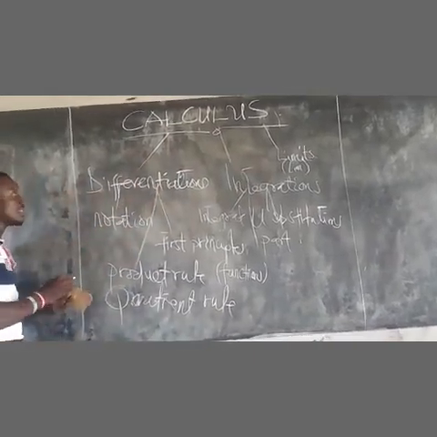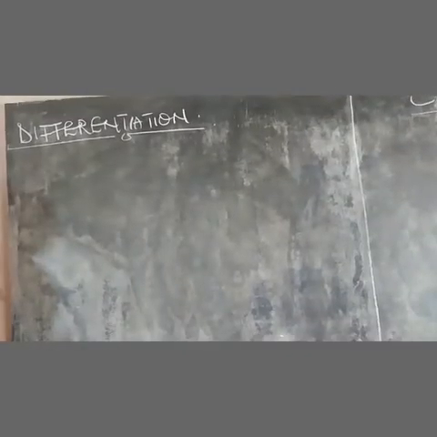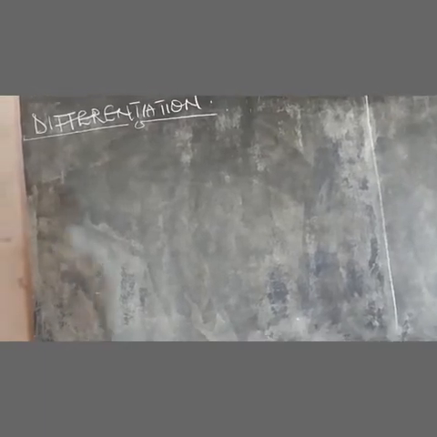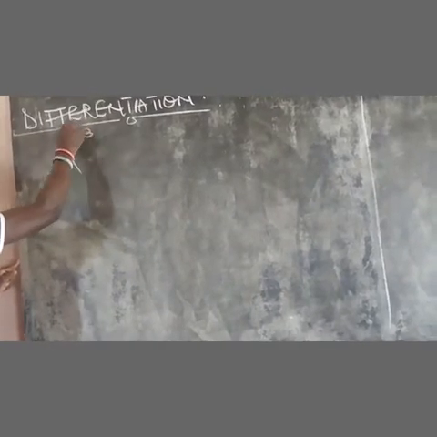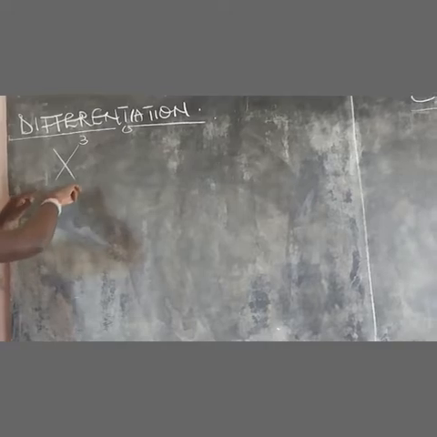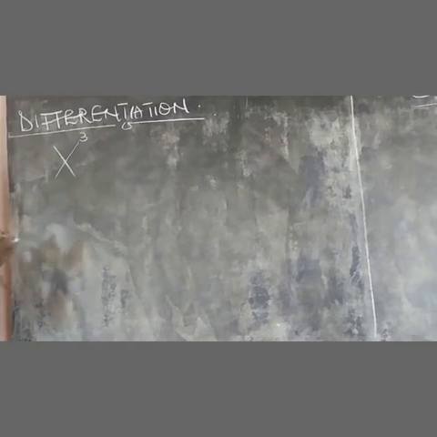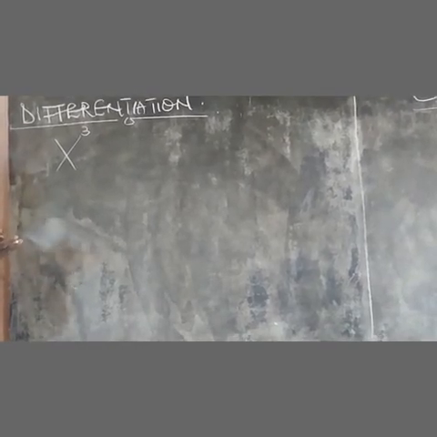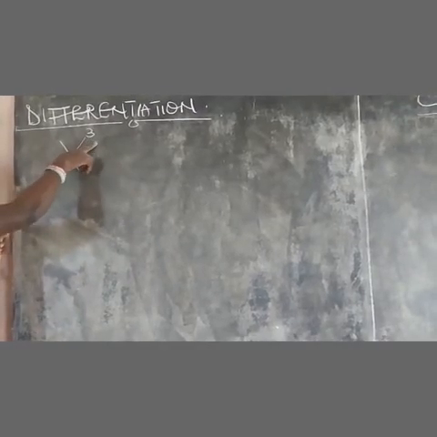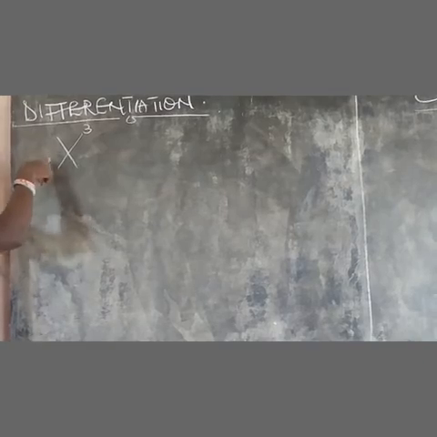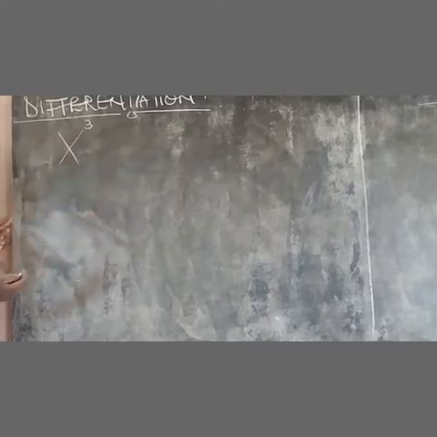So now let's start with differentiation. Let's look at this function, x exponent 3. Whenever you are asked to differentiate this term, what does it mean? Let us establish the concept of differentiation. Under differentiation, what you do is multiply the exponent of the term by the coefficient of the term. After that, you subtract 1 from the exponent.